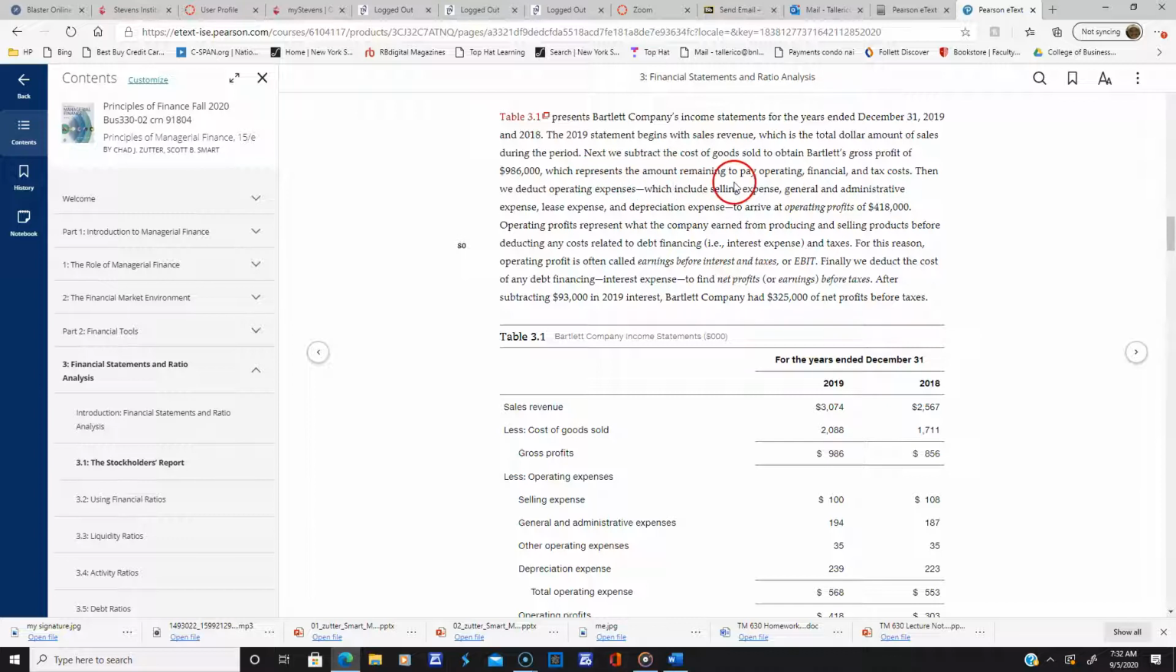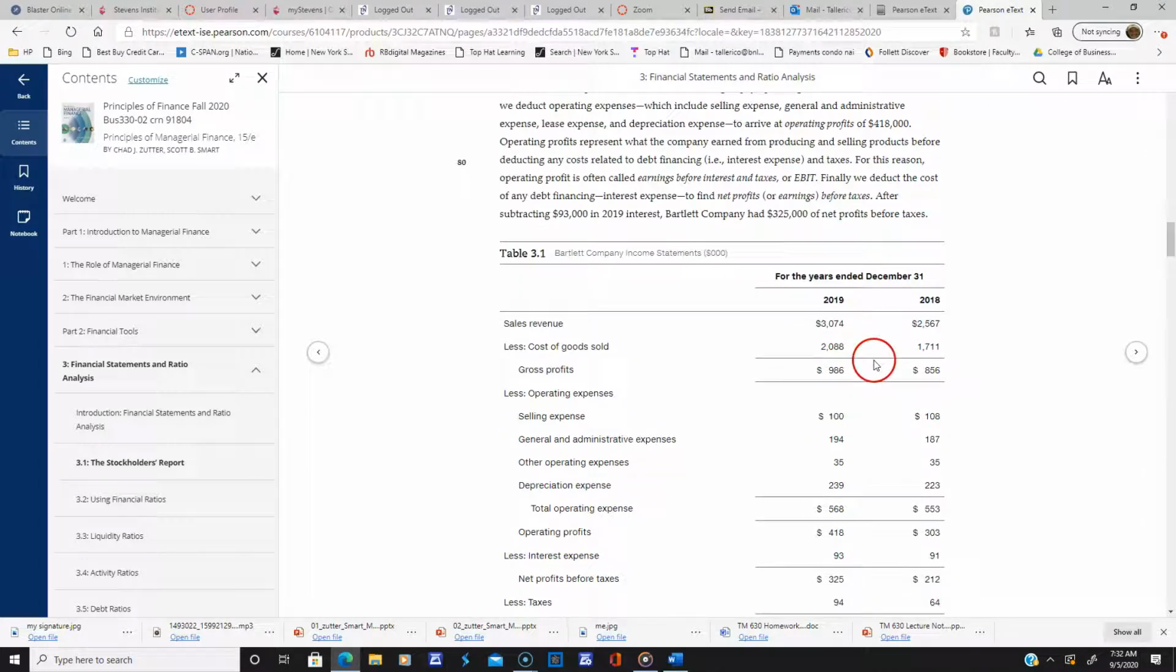So you can see what it says. The cost of goods sold, we subtract that, which represents the amount remaining to pay operating, financial, and tax costs. So basically, a lot of things make up the cost of goods sold to make the product, and that'll leave you with your gross profits here, as you can see, right? You just subtract here, right?